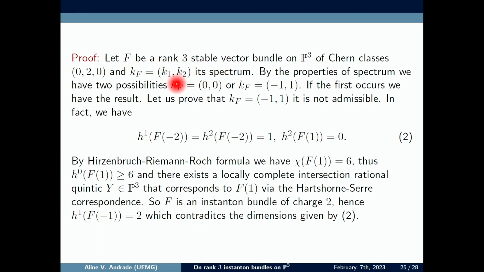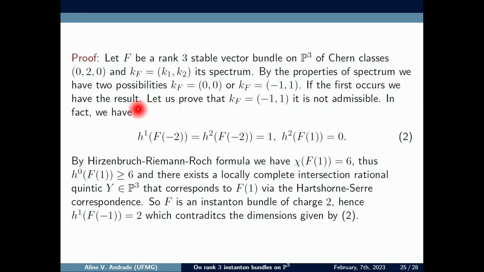Okay? Well, by the properties of the spectrum that I gave in the theorem that defines this spectrum, we have two possibilities to consider. So my spectrum is 0, 0, or my spectrum is this one. If my spectrum is the first one, then my guy is an instanton bundle by the lemma that I gave before, so it's okay. And so let's prove that the other case cannot happen, okay?